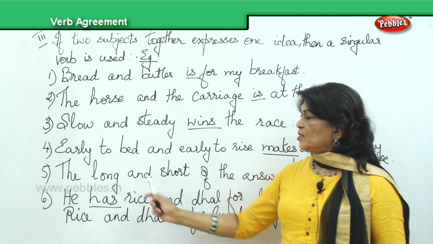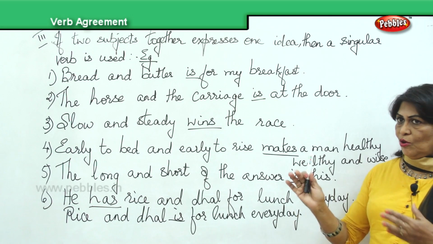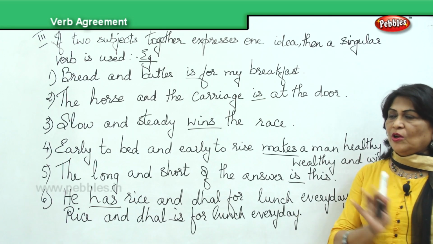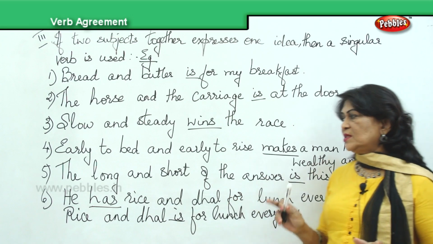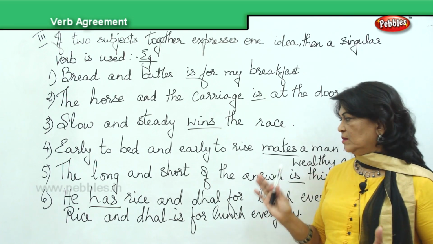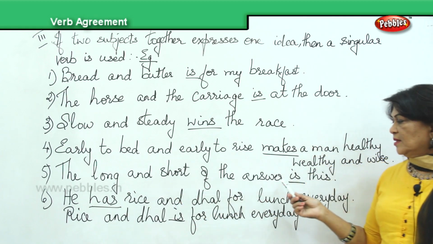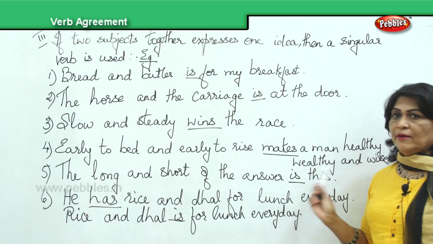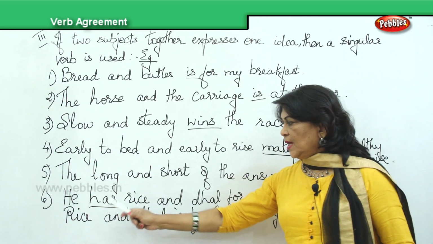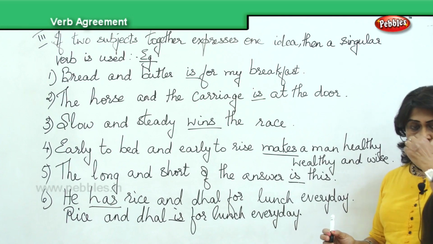The long and short of the answer is this. The long and short of the answer. When do we use this term? That is, the main idea of this matter is this. That is the long and short of the answer is this. Singular verb again. He has rice and dal for lunch every day.